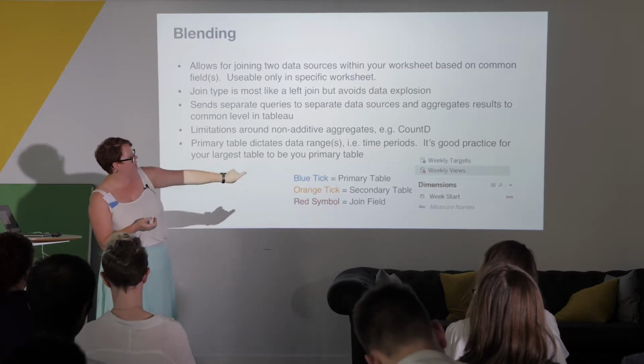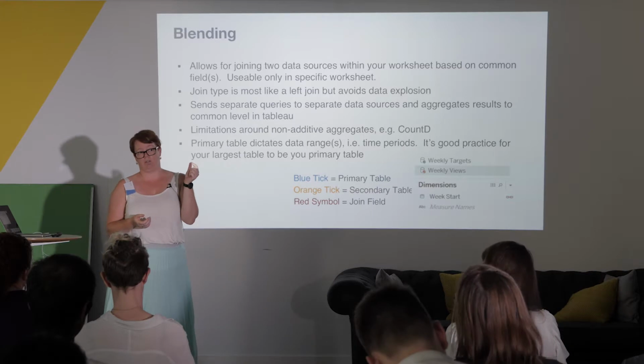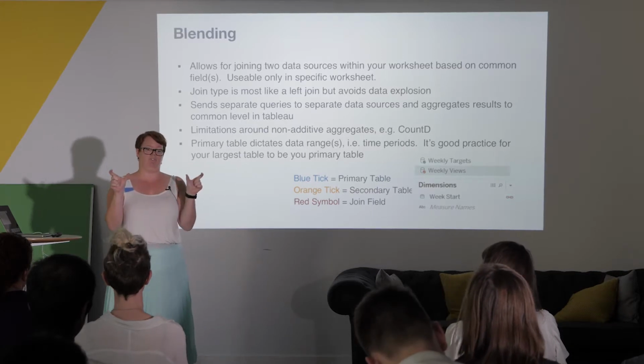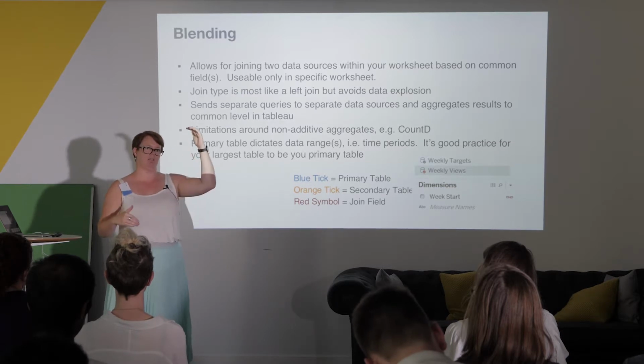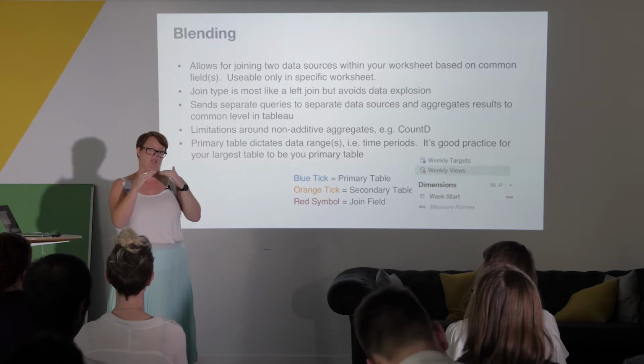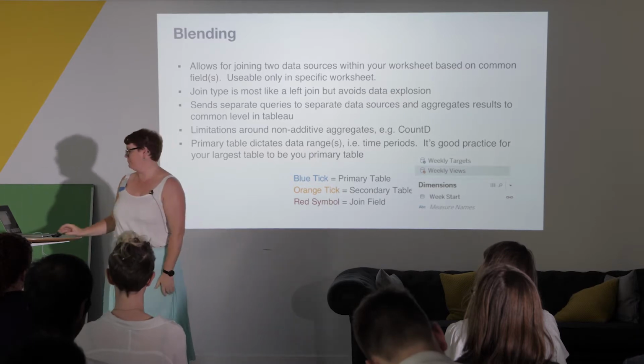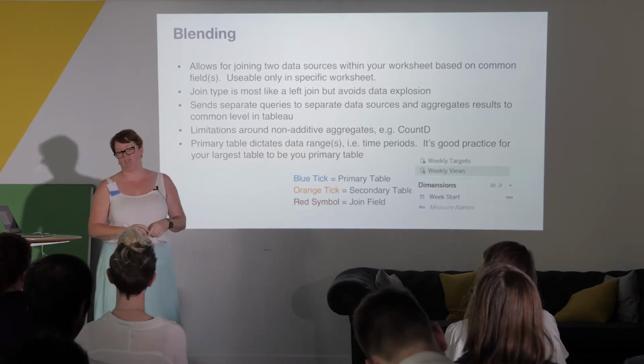And that little red icon is the field that it's joining on. It will join automatically if you have the same field names. If you have different field names, you can then go in, force the relationship together so that you've made your join. And again, you can create calculated fields to join on.